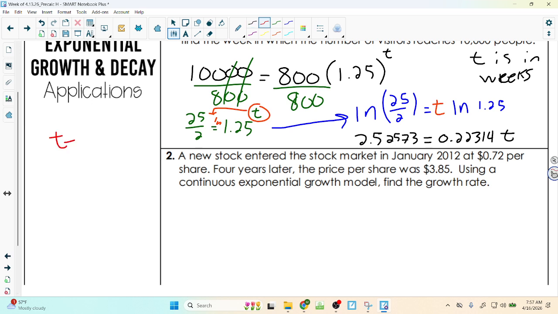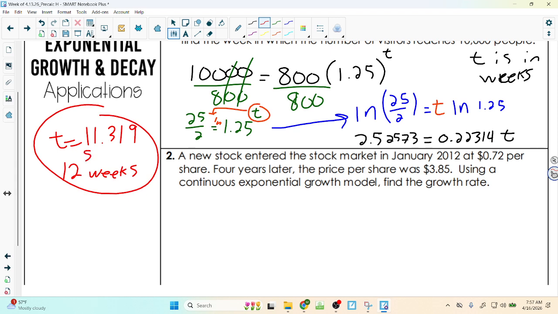Sorry about this. But what they really want to know is what week will he actually get the amount of subscribers he wants. So we could round that to this, or we could say 12 weeks. That's maybe what I would say. This is the number, so 12 weeks. I kind of like having both, personally.